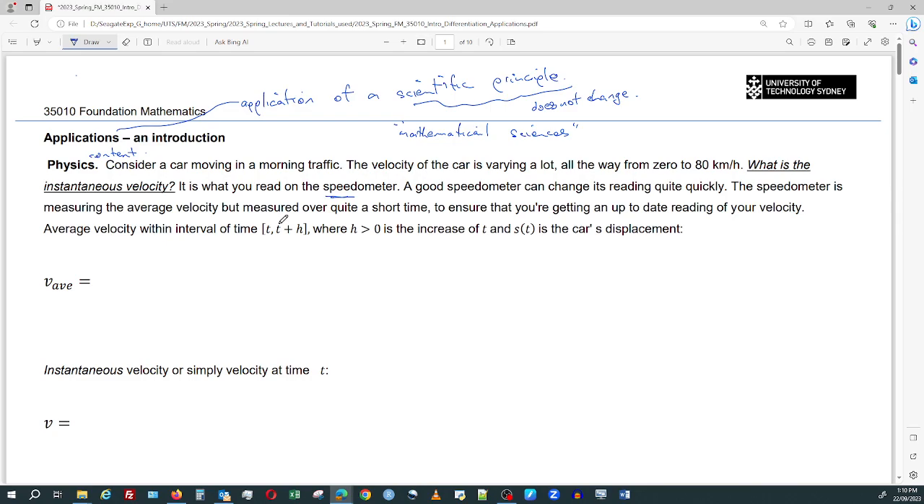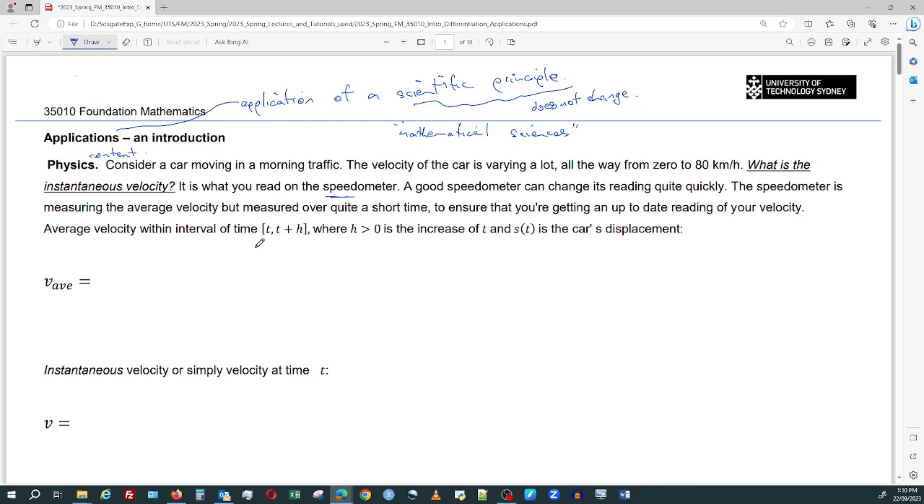What is the instantaneous velocity? Okay, it's what you read on your speedo. The speedo is measuring the average velocity but measured over quite a short time. So it's a small increment. It's like an update and you don't see it, update, you don't see it, update, you don't see it. In fact, our eyes work that way. I'll leave that for another episode.